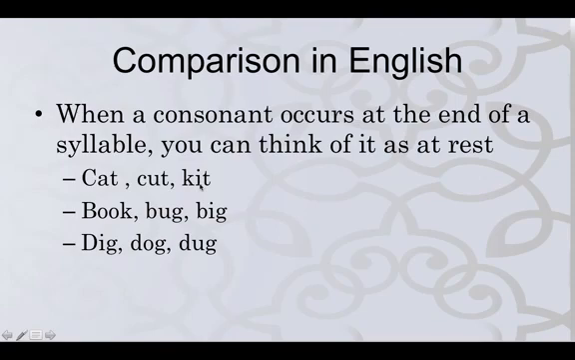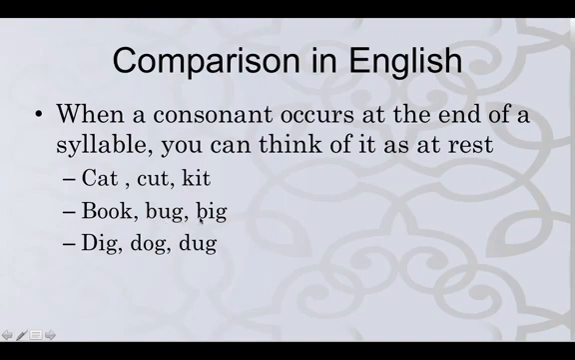Same thing here. Kit, K-I. The K is being moved by the I, but the T is at rest. Book. The K is at rest. Book. Single syllable. This consonant is being moved by these two vowels, but the final consonant in this syllable, which is the K, is at rest. Bug. B is the consonant being moved by the U, but the G is at rest.